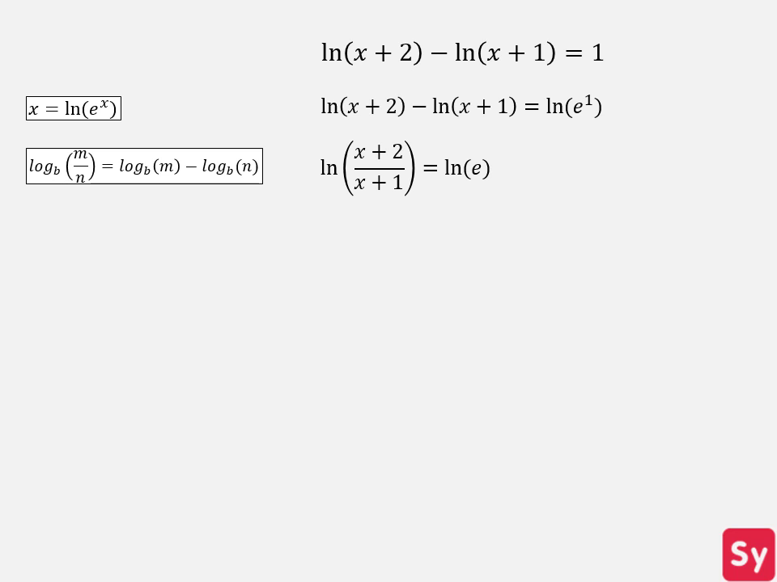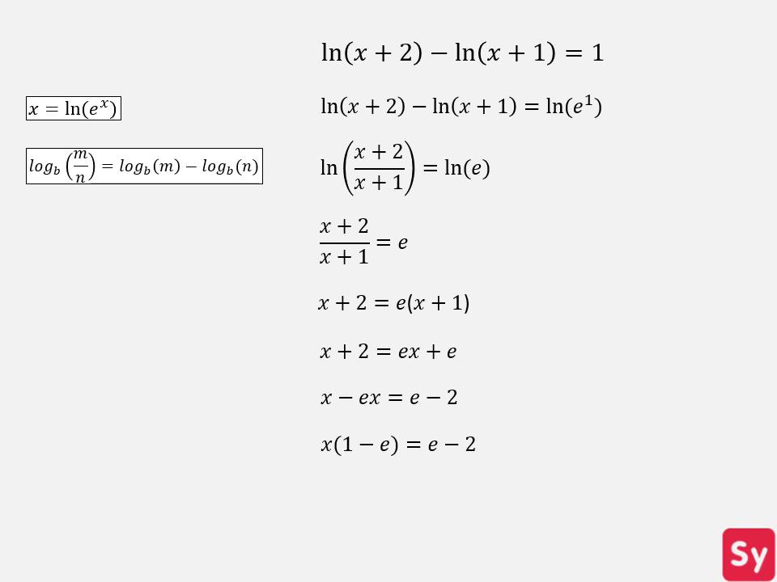Now we can set the arguments equal to each other. We multiply x plus 1 to each side. Then we distribute e. Now we move the x terms to one side and the numeric terms to the other side. Then we pull out an x from x minus e to the x. Finally, we divide 1 minus e from each side and get x equals e minus 2 over 1 minus e as our answer.